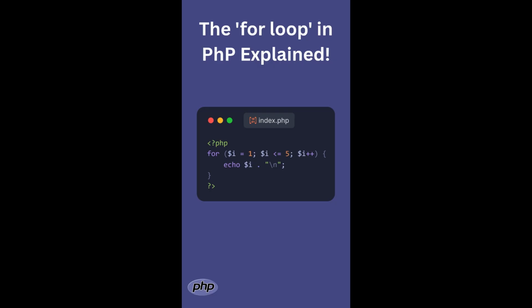For loop in PHP explained. A for loop in PHP is used to repeat a block of code a specific number of times. It's perfect when you know how many times you want to run something, like printing numbers 1 to 5.